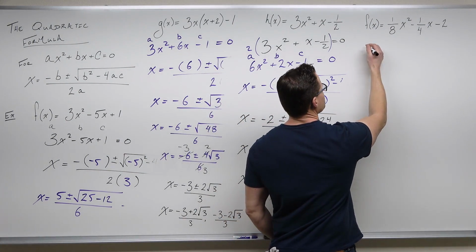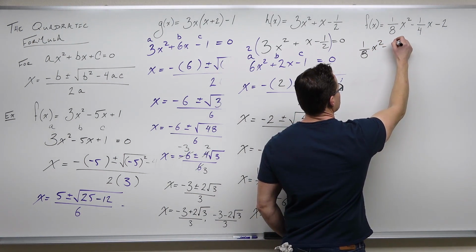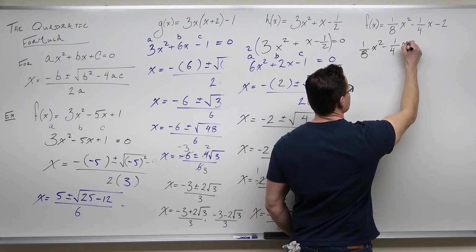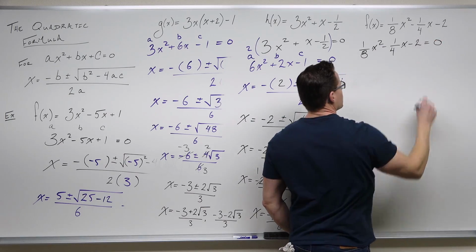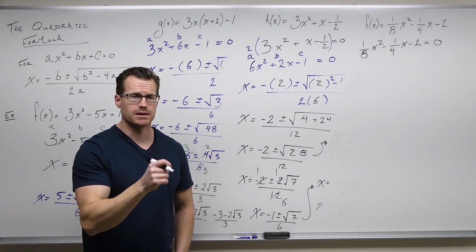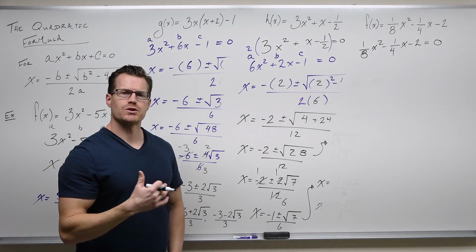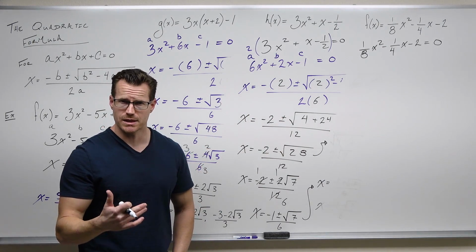So in our case, we've got that on one side. We've got it in order. Can you see the in order? X squared, then x, then a constant. We have the first term positive, which is great. That's what we want. We want to set that up.